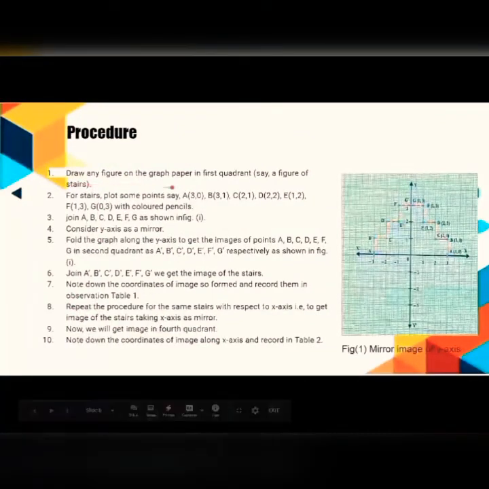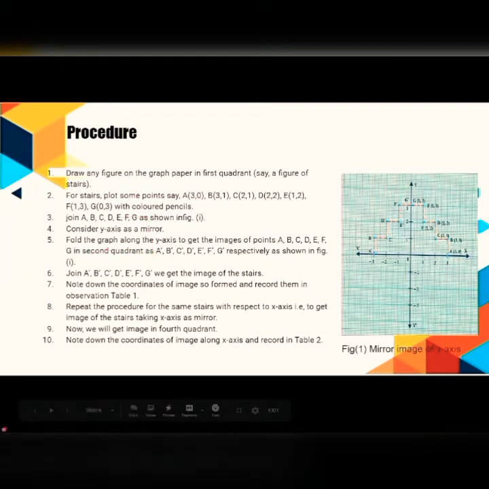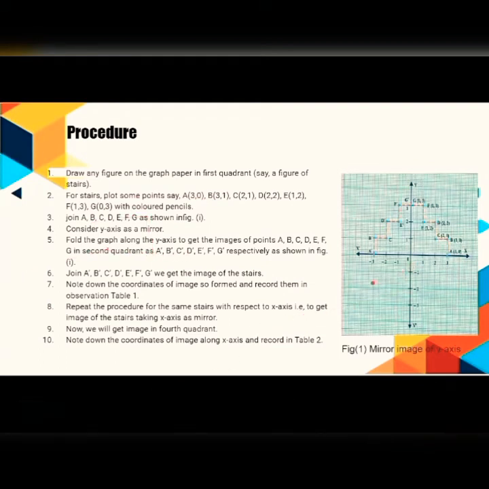So we have to draw any figure on the graph paper in the first quadrant, say a figure of stairs. In this figure, first plot some points, say A, B, C and so on with a colored pencil, and join A, B, C, D as shown in the figure. Consider the y-axis as the mirror. Fold the graph paper along the y-axis to get the images of points A, B, C, D, E, F, G in the second quadrant as A dash, B dash and so on respectively, as shown in figure 1. Join A dash, B dash, C dash, D dash, E dash, F dash, and we get the image of the stairs. Note down the coordinates of the images so found and record them in observation table 1.